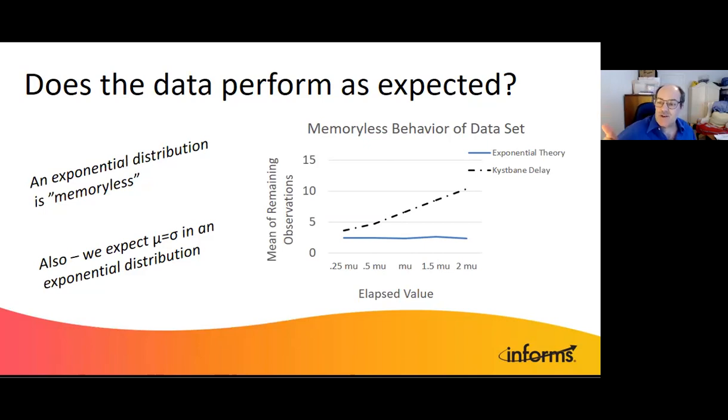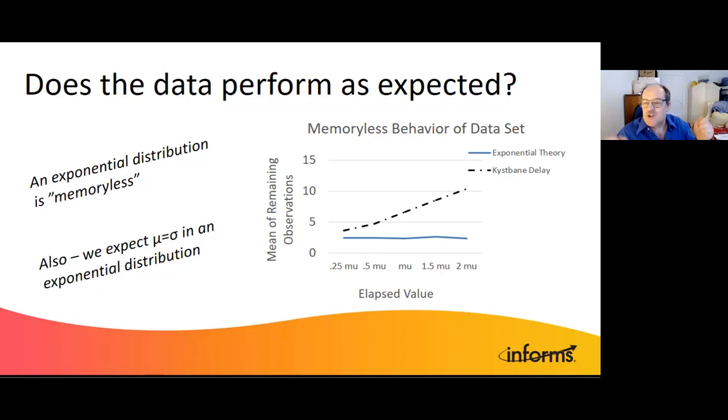What is the theory of the distribution you're trying to fit? Does it match the behavior of the data that you have? An important behavior of the exponential distribution is that it is memoryless. It's kind of hard to explain, but it basically means that the exponential distribution does not change its behavior as you roll forward in the data process. The forward vision of the exponential distribution never changes.